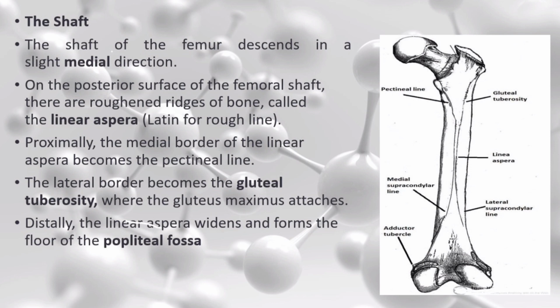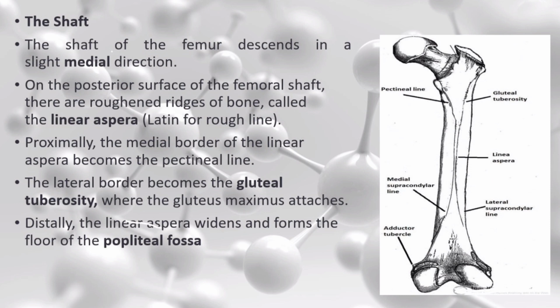On the posterior surface of the femoral shaft, there are roughened ridges of bone, called the linea aspera, Latin for rough line. This splits distally to form the medial and lateral supracondylar lines. The flat popliteal surface lies between them. Proximally, the medial border of the linea aspera becomes the pectineal line.